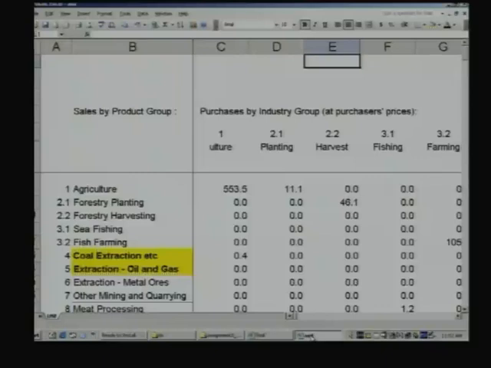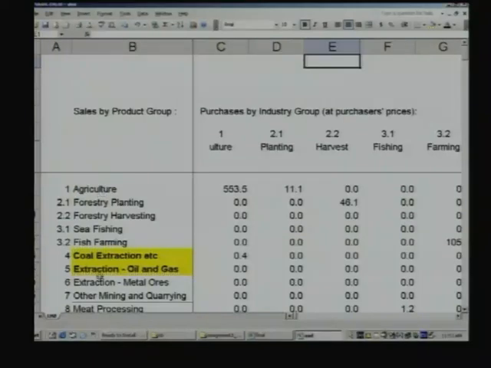The file that you can see on the computer screen is the input output data for Scotland in the year 2002, which is readily available on the net. For many countries, as I told you in the class, these data are available readily on the net, and Scotland has a very well organized data. So, that is what I am showing here.